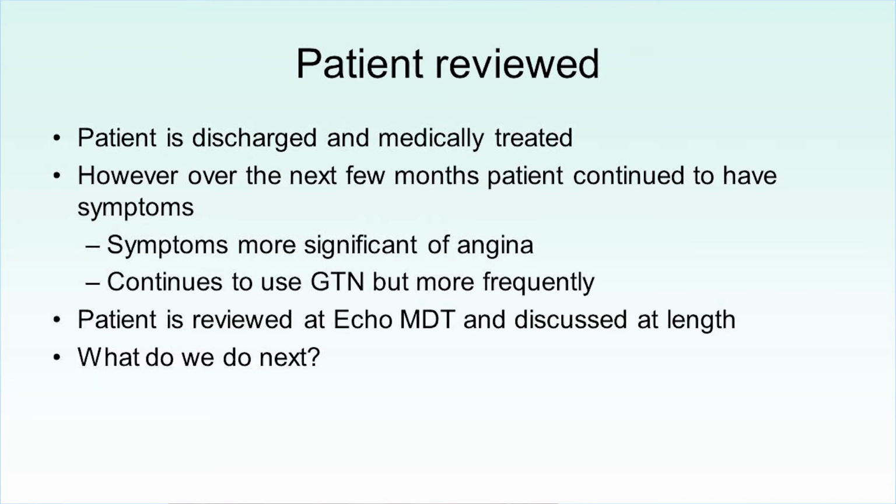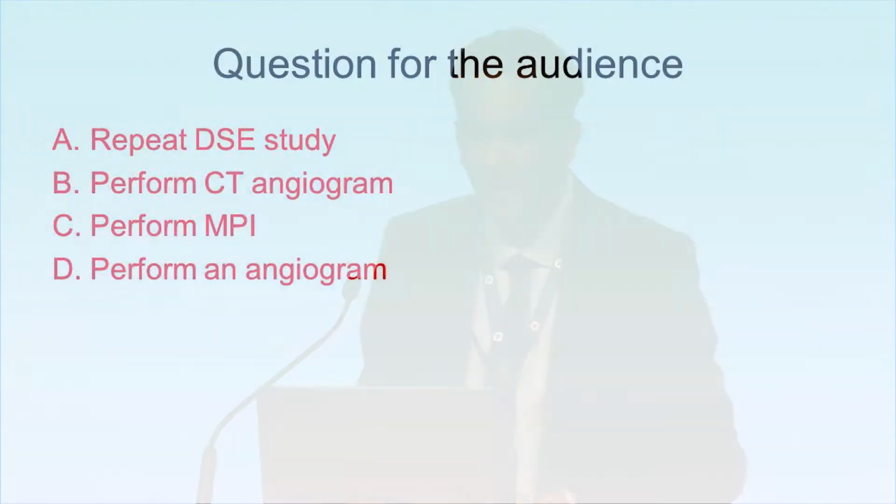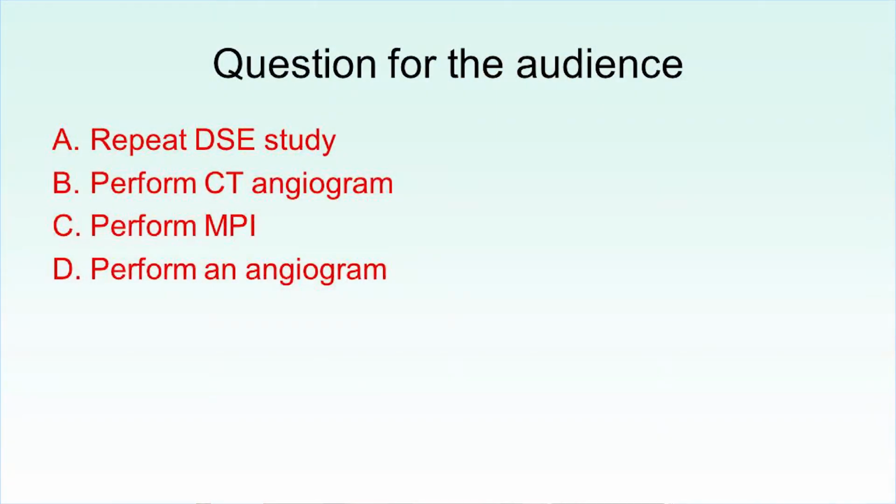However, over the next few months, the patient continues to develop chest pain, continues to develop symptoms, and is using GTN spray more and more frequently. The patient is reviewed back at our Echo MDT meeting where we discussed at length, and the question was, what do we do next? So, question for the audience again. Do we repeat the DSE? Do we perform a CT angiogram, perform an MPI, or do we perform an angiogram?